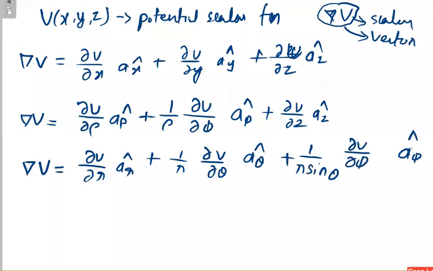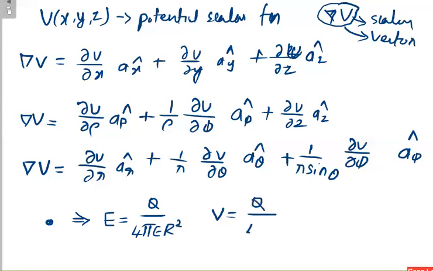Now here I will give you one exercise. Again, for a point charge case, you know what the electric field is. For a point charge, the electric field is q divided by 4 pi epsilon r square. You know what the voltage is in that case: q divided by 4 pi epsilon r. And you know what the coordinate system is. Spherical coordinate system.